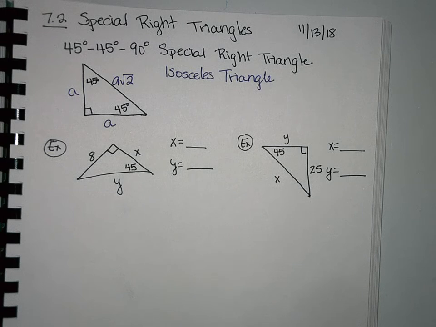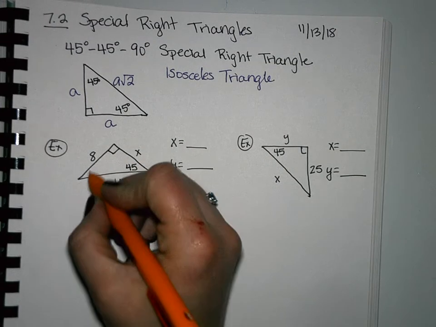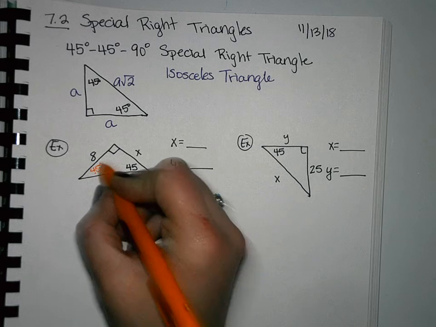Because we're going to have more than one type of special right triangle, the first thing you want to ask yourself is, do you have a 45, 45, 90 triangle? So when you look at this first example, do we have a 90-degree angle and two 45-degree angles? Yes. If you wanted to prove it to yourself, add these up and subtract from 180, and you would get that that angle is also 45.